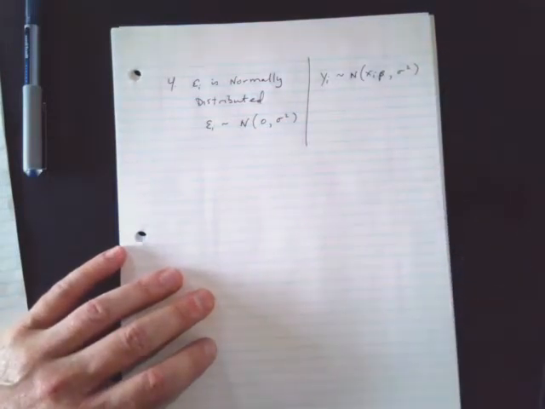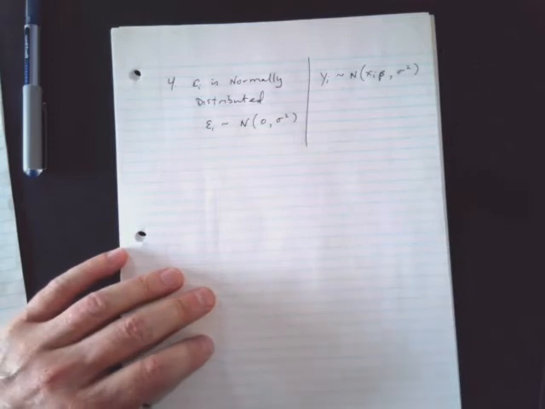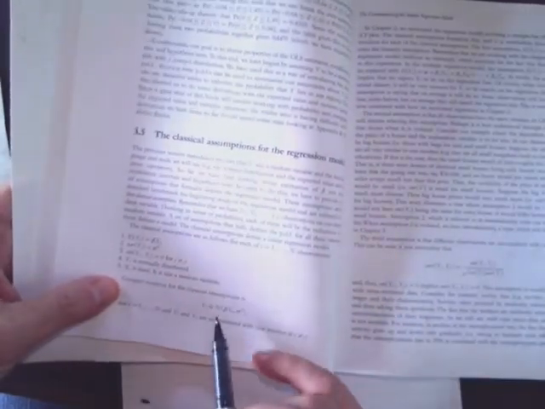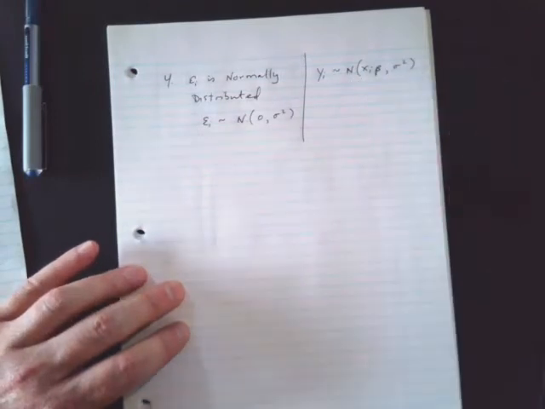I'm just going to check in the textbook. Let's see how. Yeah, so you can see down here the assumption y is normally distributed, and just below that he writes out that it's in that form there.